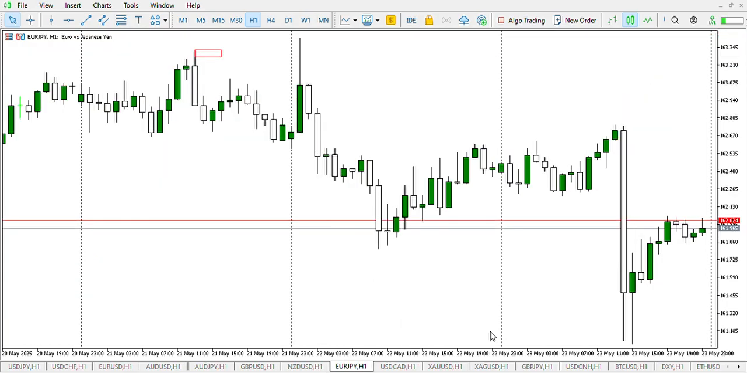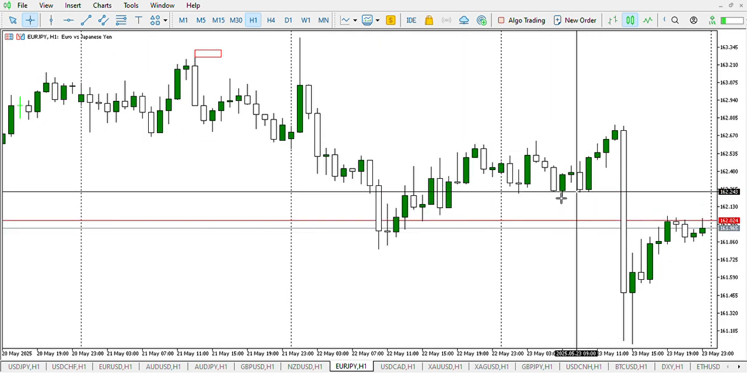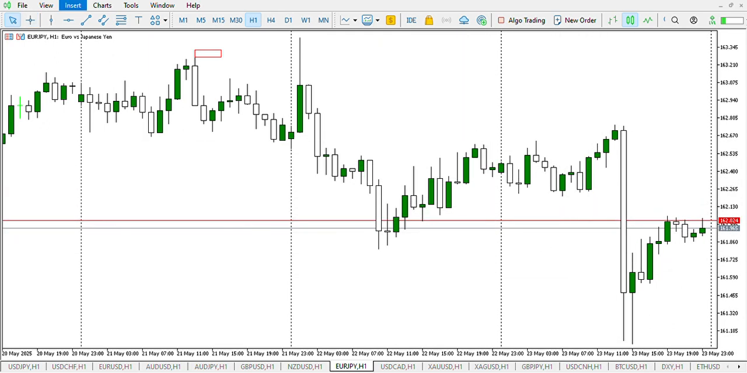On EUR JPY, we do not have a strong support and resistance during the London session. No preferable strong one. We had the resistance there.